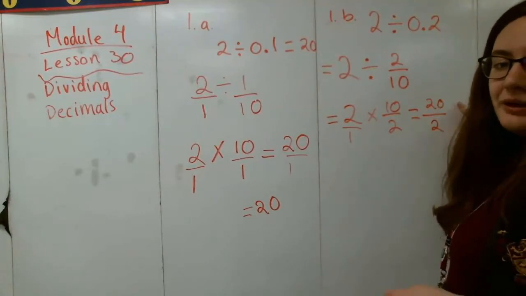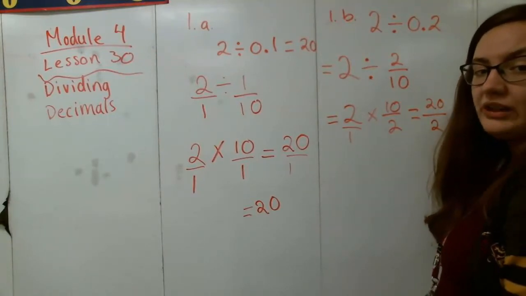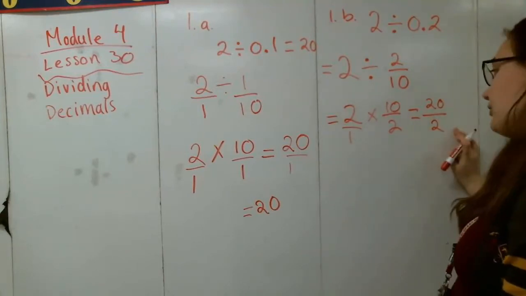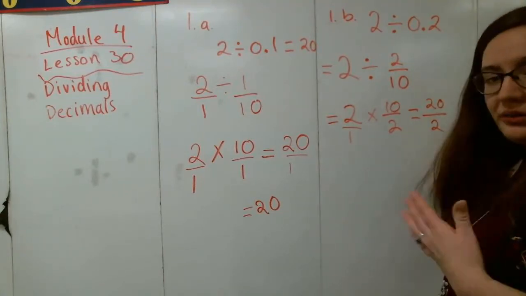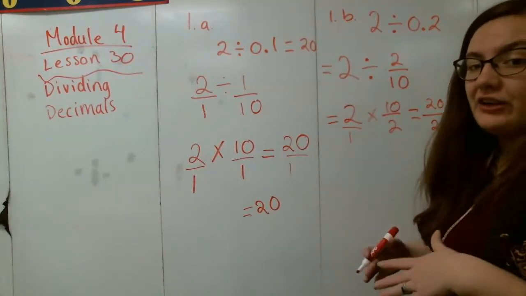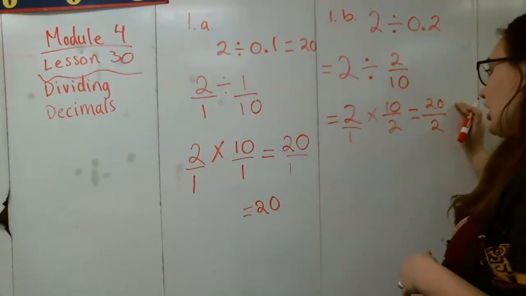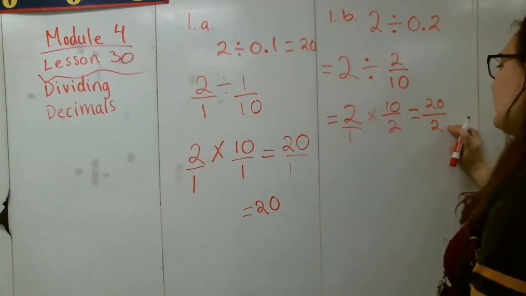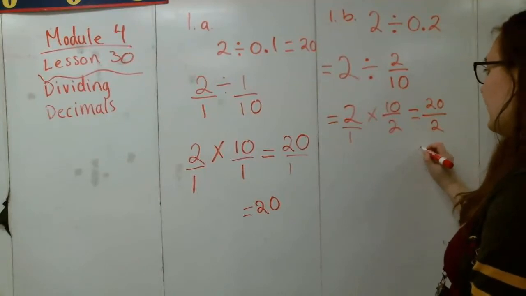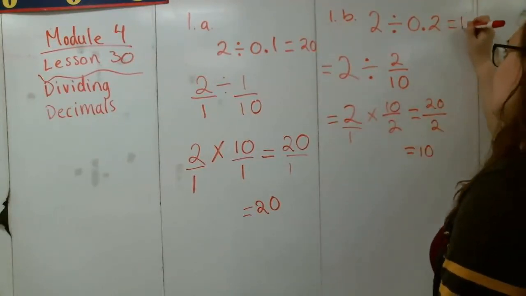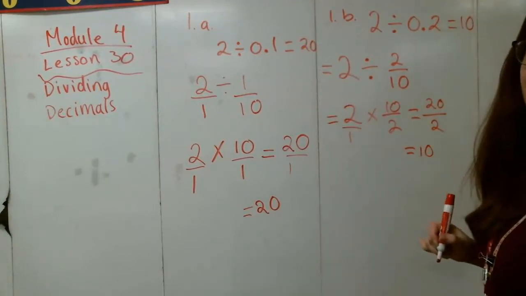Now, what this leaves me with is an improper fraction, which I don't like. So I have 20 divided by 2 left over. And yes, normally you can just do a standard algorithm to find your mixed number. But if you can figure out the answer, then you can just write that. So we have 20 divided by 2, which gives me 10. And 10 is our final answer for this problem.